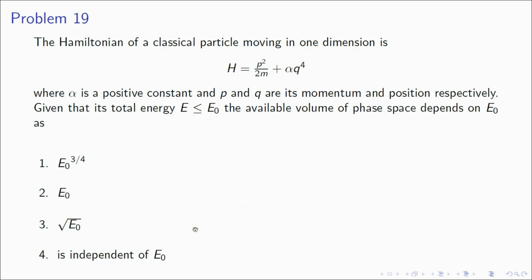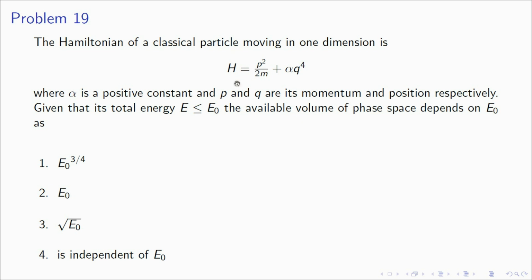Okay. So the next problem is this. It says the Hamiltonian of a classical particle moving in one dimension is this: p square by 2m plus alpha q to the power 4, where alpha is a positive constant and p, q are momentum and position respectively, and it's given that the total energy E is less than or equal to E naught. So the available volume of the phase space depends on E naught as what?